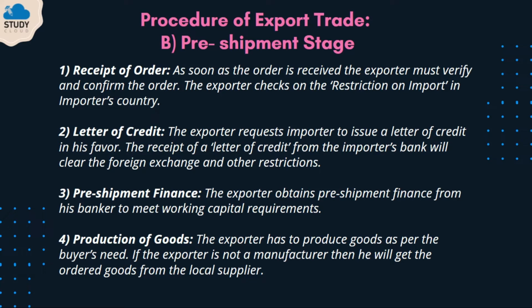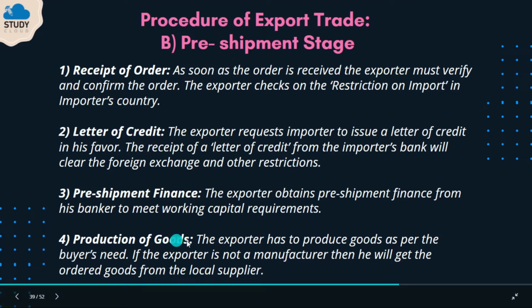Third is pre-shipment finance, meaning finance before the shipment. The exporter obtains pre-shipment finance from his banker to meet the working capital requirements. Working capital requirements means all that capital which we require to run our business on a daily regular basis. So who will provide that capital? Such finance will be provided by the banker.